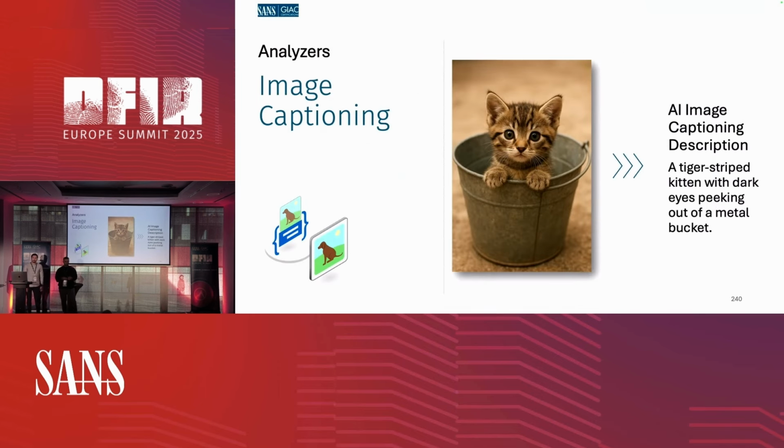Image captioning, let's start from here. Image captioning allows us to obtain a description of what is contained inside the image. For example, in this image, we have a small kitten, and if we paste this image in our image captioning system, we obtain the description reported on the right. This can be achieved by using Azure's computer vision services or the Salesforce LAVIS open source tool.